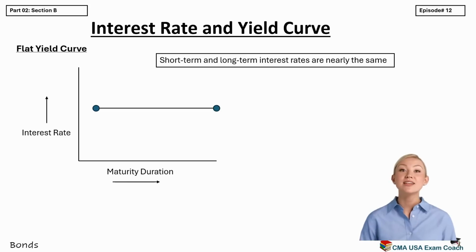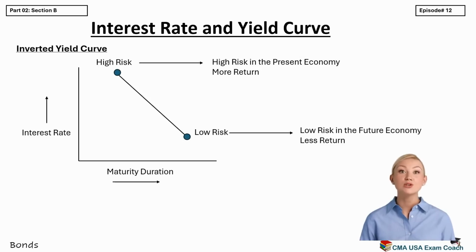4. Inverted yield curve, also known as a downward sloping curve. This happens when short-term interest rates are higher than long-term rates, so the curve slopes downward from left to right. What does it indicate? This is considered a strong warning sign. An inverted yield curve is often seen as a predictor of a recession.